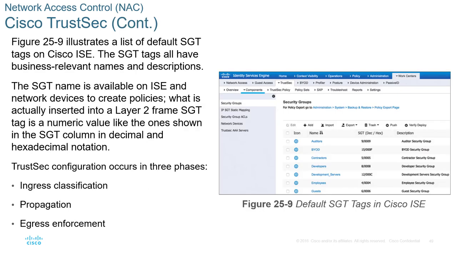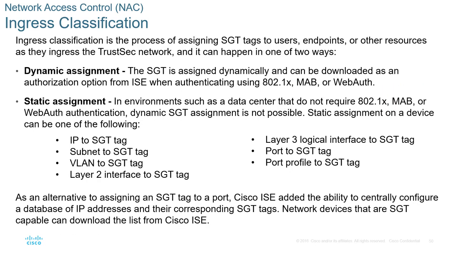So in this diagram, you can see that they are tagging different groups. We have a name, we have a hex or a decimal number, and we have a description. TrustSec configuration occurs in three main phases: ingress classification, propagation, and egress enforcement. That way we can make sure to tag our information correctly.